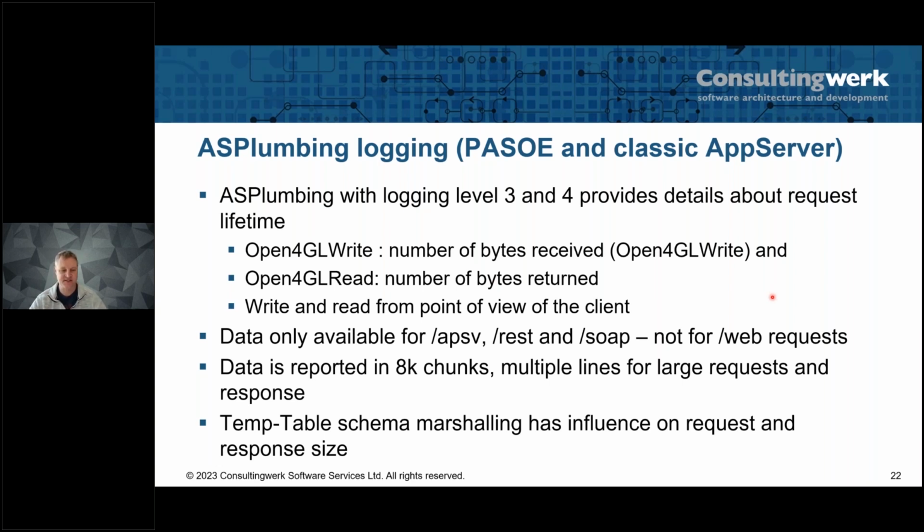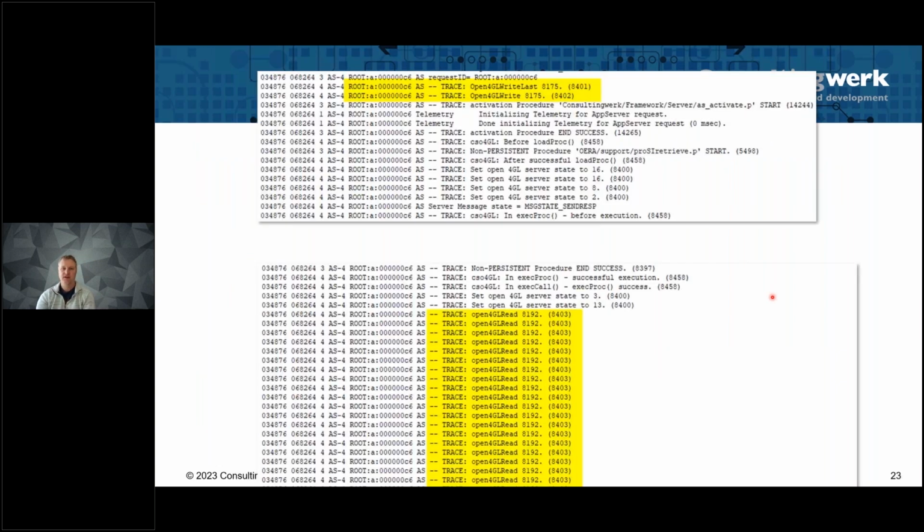And the size of the temp table schema has an influence on that size as well. So if you enable this at a high enough level, you'll see a bunch of records like this: how much data was sent, how much was written. We can also see these start and end success messages. So we can see when that procedure started and when it finished, and you can do a delta and figure out how long everything took as well.